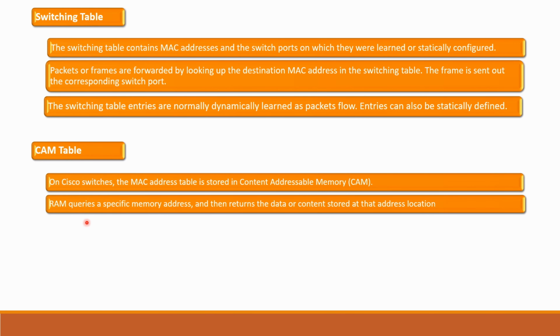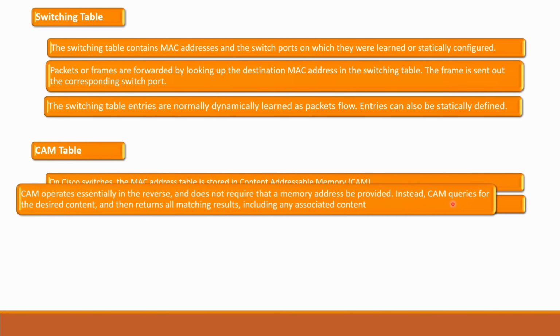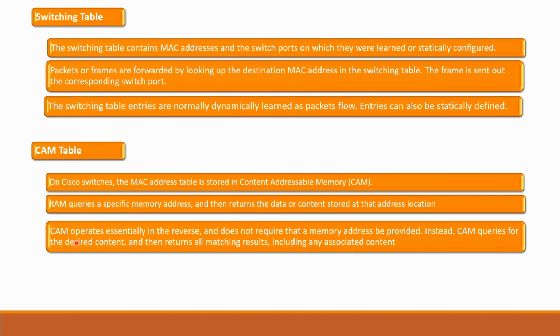RAM queries a specific memory address and then returns the data or content stored at that address location. Okay, RAM is given a specific memory address and then it returns the output result from the same address location. CAM operates essentially in the reverse.